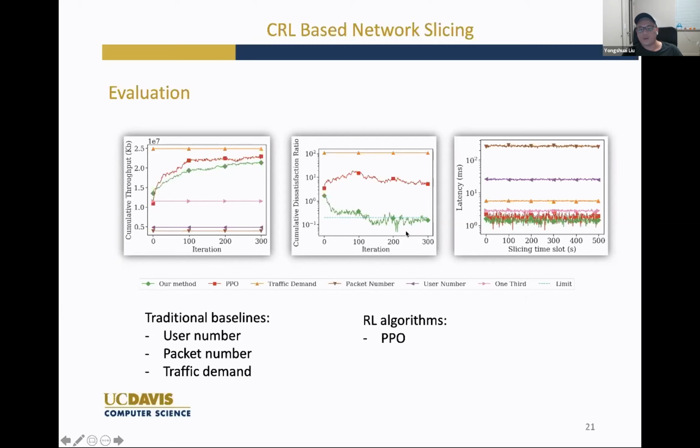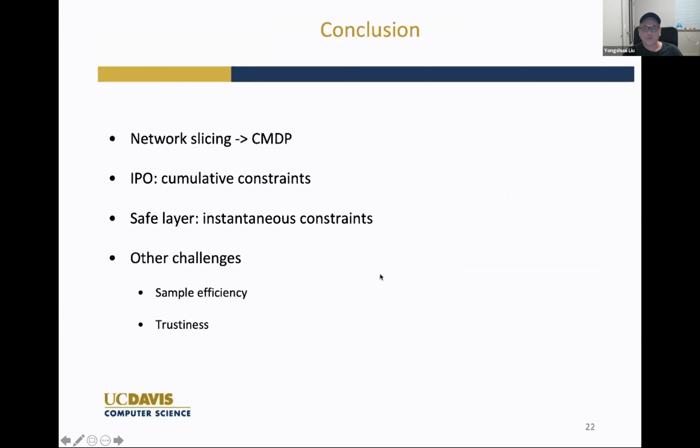The threshold is clear, but maybe it's not too clear. So overall, I want to say we can see our proposed algorithm, the green curve, can achieve pretty good overall performance, and it can satisfy the cumulative constraint and the instantaneous constraint. So in summary, in this work, we talk about why we should use the learning-based method in network slicing resource allocation, and then we formulate the network slicing problem as a constrained MDP. We also propose IPO, which can handle the cumulative constraint. We also introduce a safety layer to handle the instantaneous constraint.